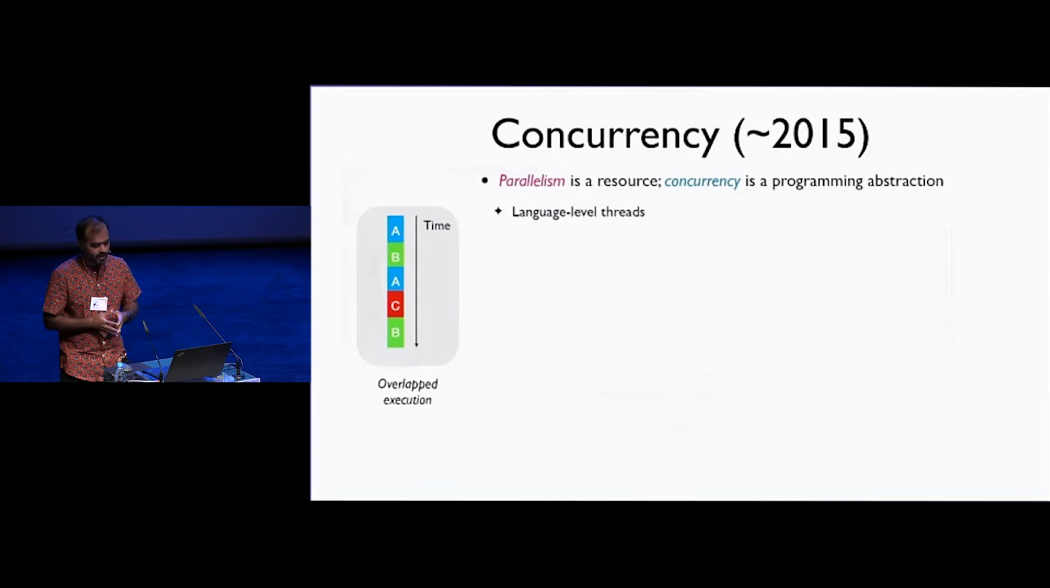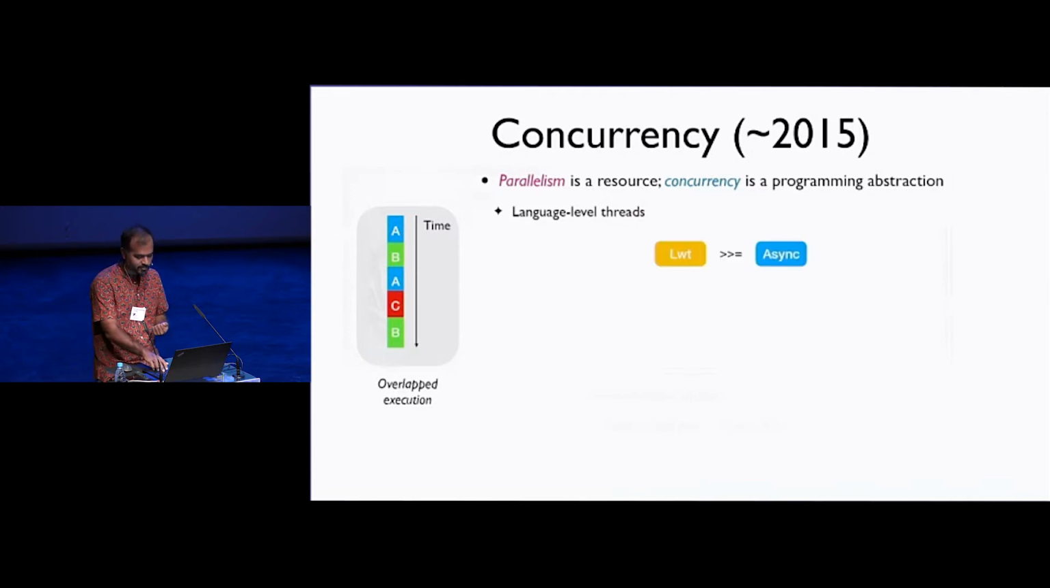Okay, so we always knew that parallelism is a performance hack. It's a resource. Concurrency is a language, it's a programming abstraction, right? So we always knew that we wanted language-level threads in Multicore OCaml. OCaml does have support for concurrent programming through Lwt and Async. These are monadic concurrency libraries.